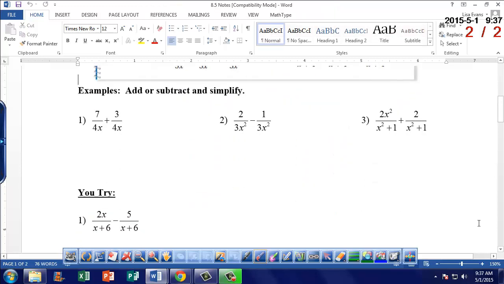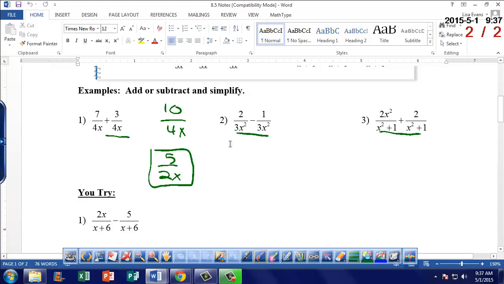These are some simple problems because if we take a look, there's common denominators. So we don't need to do anything to change the fraction. We're just going to go ahead and add or subtract the numerator. So in the first one, 7 plus 3 is 10. We leave the denominator alone. See if you can simplify, which you can. You can take a 2 out of both. So my answer would be 5 over 2x.